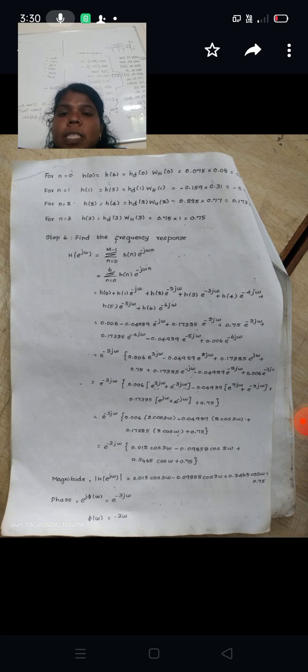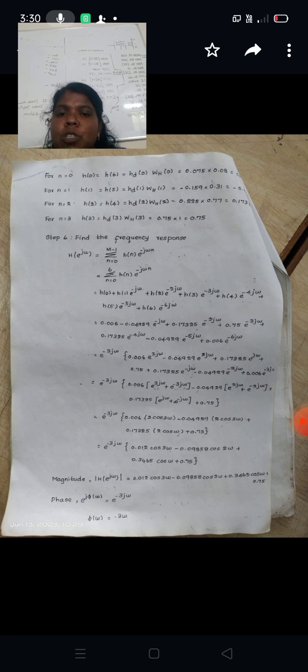That is step 6. Okay, the frequency response h of e power j omega is equal to summation of n is equal to 0 to m minus 1 h of n into e power minus j omega n. Okay, here the value of m is equal to 7. So the limit is n is equal to 0 to 6 of h of n into e power minus j omega n. So here we have to put the impulse response values 0 to 1.